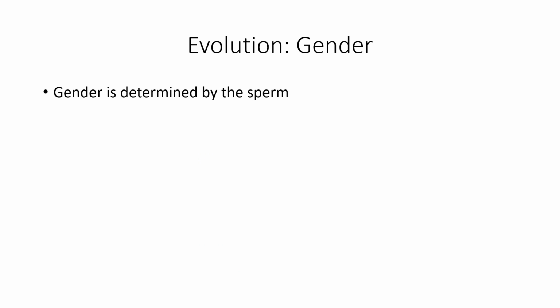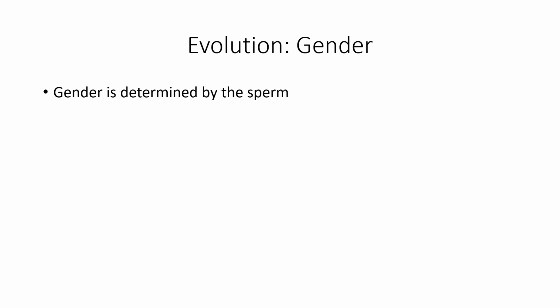So let's incorporate evolution into our discussion here. First off, gender is determined by the sperm. The egg is always going to provide an X chromosome. The sperm is going to provide either an X or a Y. If it provides an X, the forming zygote becomes female. If it provides a Y, the forming zygote becomes male.